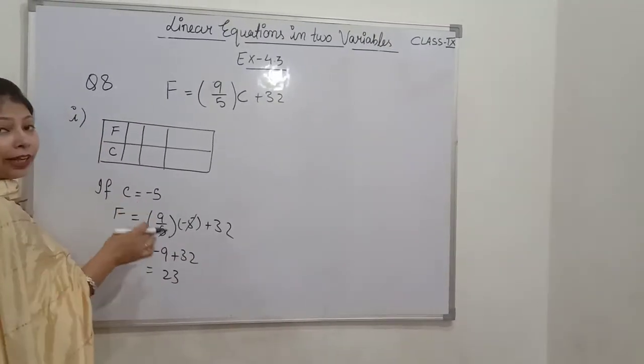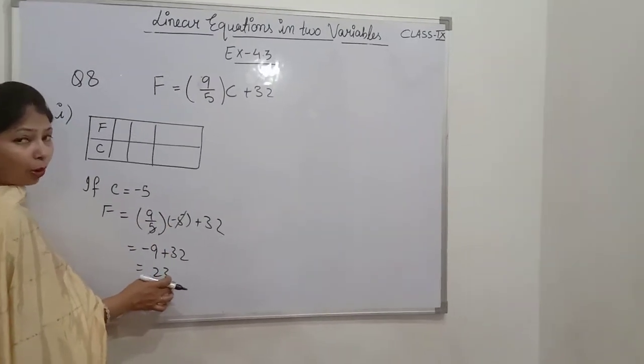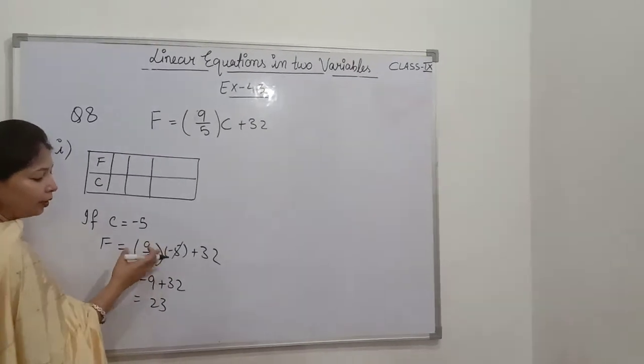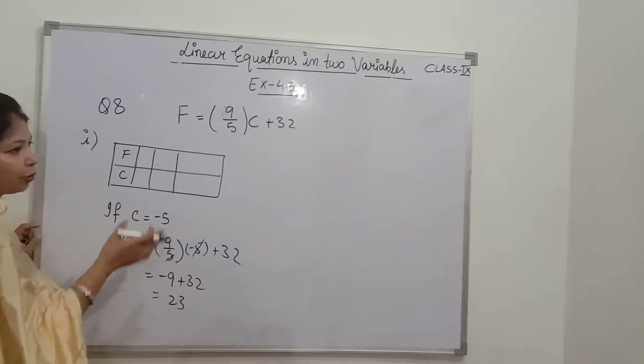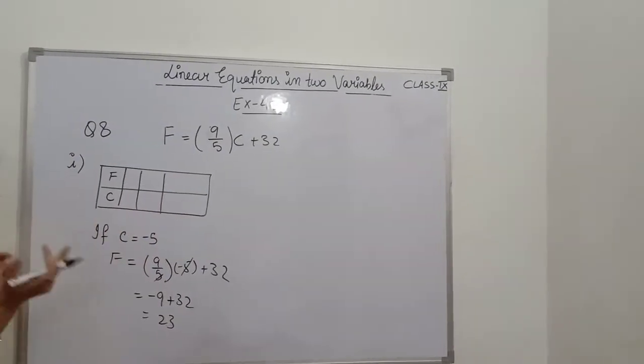So why will I take -5? Because if I take -5, the value becomes smaller. Okay, otherwise if I take 5, then 32 plus 9, the value becomes larger and in the graph we get a slightly larger value. But it is not wrong. If you take +5, you can take it.